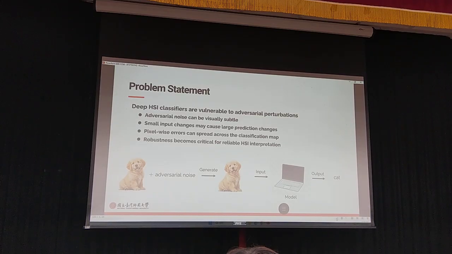The main problem is that deep HSI classifiers can be vulnerable to adversarial perturbations. Even visually subtle noise may change the model prediction. The figure below is a simple RGB example used only to illustrate the attack mechanism. For HSI classification, this issue is more serious because the output is not just one label, but a full classification map. As a result, small perturbations may lead to errors across many pixels.